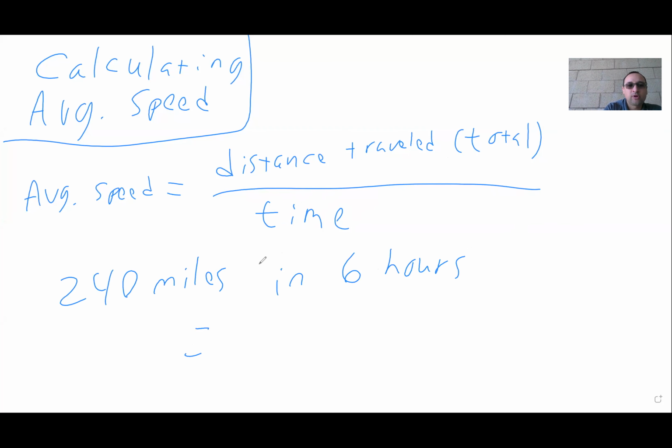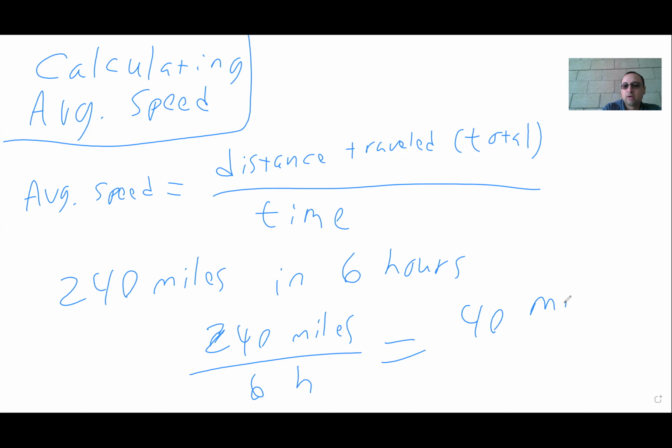Well, you'd have 240 miles divided by 6 hours. That would give us 40 miles per hour. Okay, so that's a quick average speed calculation. And I want you to try this out on page 38, problem number 5. Go for it.